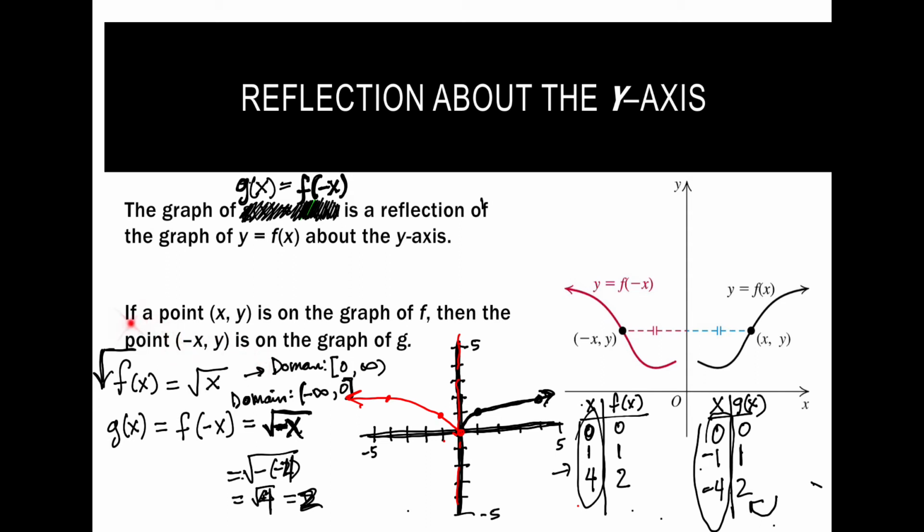So if a point x, y is on the graph of f, then the point negative x, y, the opposite domain, will still give us the same y on the graph of g. And we see this over here. We've got our graph here. One of the things is x, y. And so if I know that x, y is on this graph, and this graph here is really just made up of the opposite domain, negative x would give me y over here.